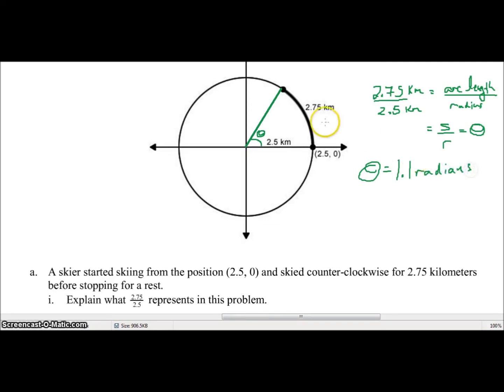Notice that 2.75 is a little bit more than 2.5. It's really 1/10 more. So essentially what we've done is we've skied 1.1 radians. That's the distance. If we want to measure our distance in radians, that's how much we've skied.